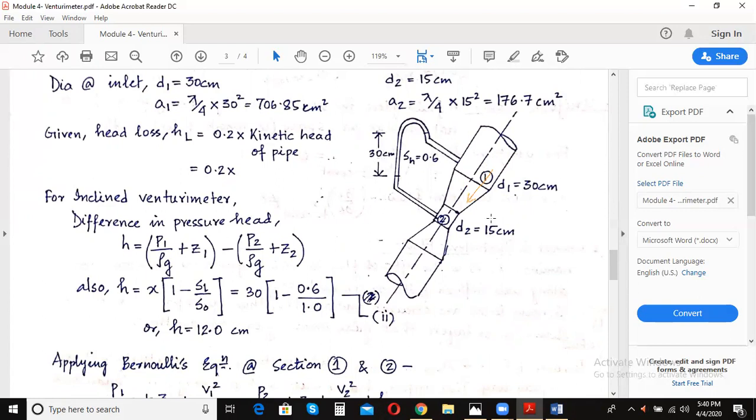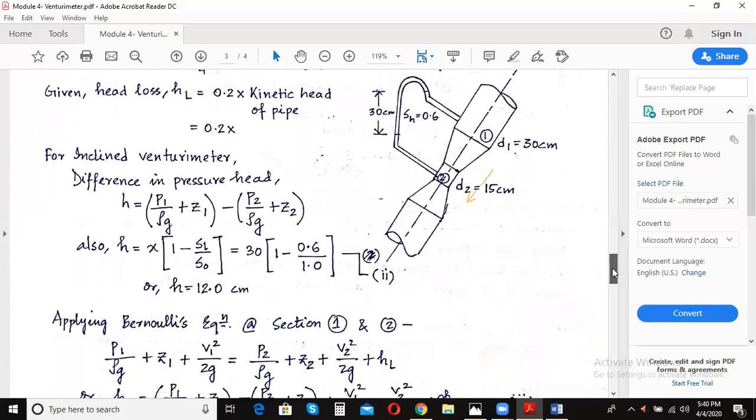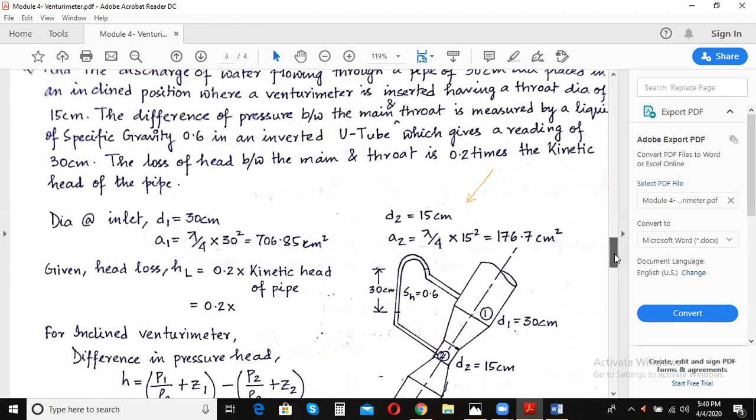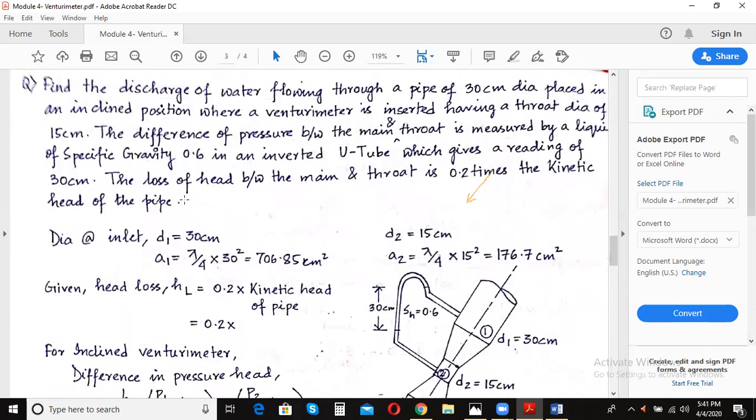30 centimeter. So what I have done here is that I have first calculated the difference in pressure and potential head between two sections. So x is 30 centimeter into 1 minus SL is 0.6, the specific gravity of the fluid inside manometer, and 1 is the specific gravity of water. Okay, so H is coming out to be 12 centimeter. Clear?